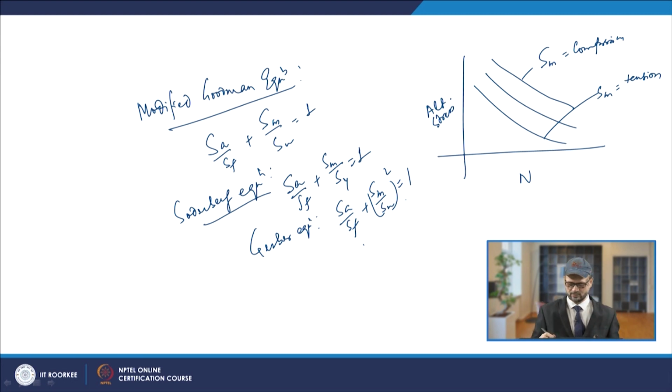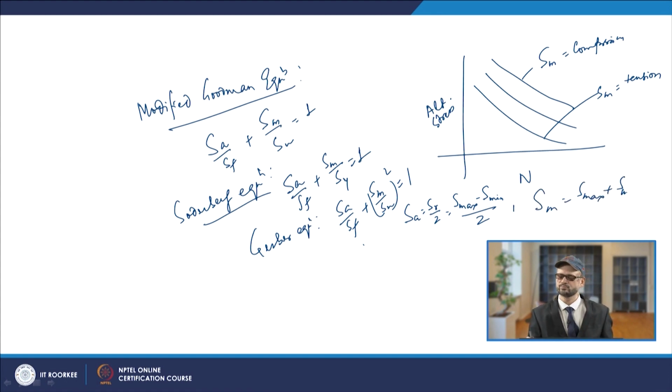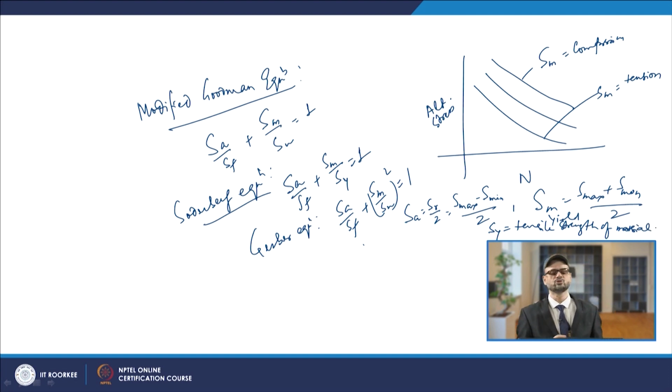In these cases SA is basically SR upon 2, that is S max minus S min by 2, the range. And SM is the mean value, so this will be S max plus S min by 2. And SY is the tensile yield strength of the material. These equations are used while we do the analysis in fatigue loading.